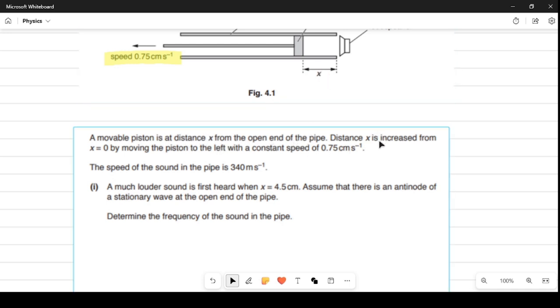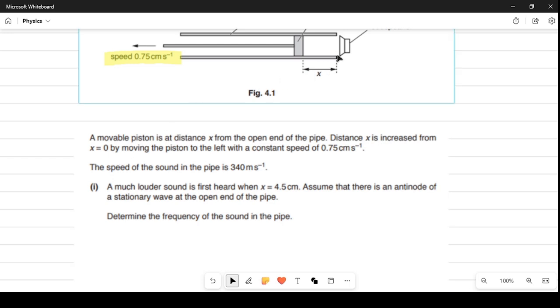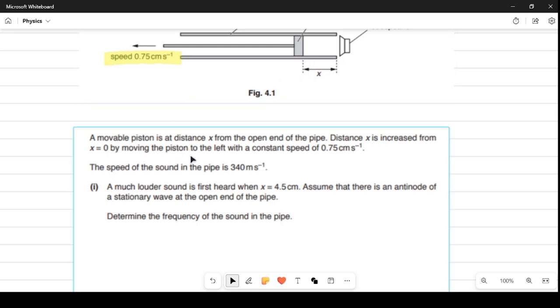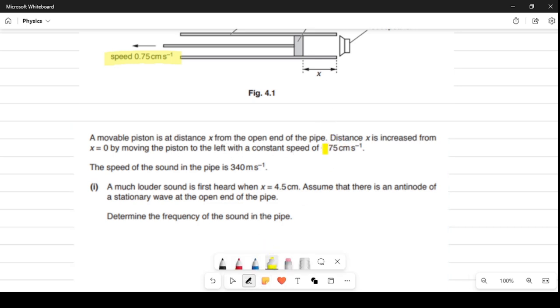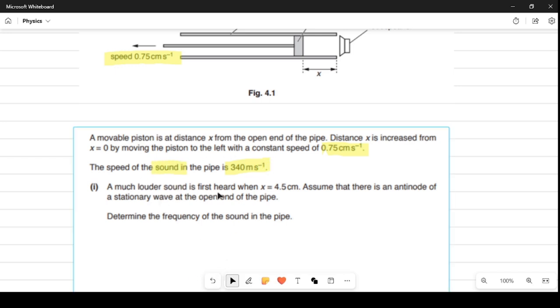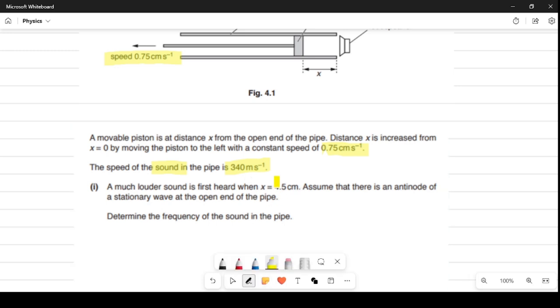Distance x is increased from x is equals to 0, probably from here till here, by moving the piston to the left with a constant speed of 0.75. So he moved the piston from this point to this point with a speed of 0.75. The speed of the sound in the pipe is 340. A much louder sound is first heard when x is 4.5 centimeters. Assume there is an antinode of a stationary wave at the open end of the pipe. Determine the frequency of the sound in the pipe.